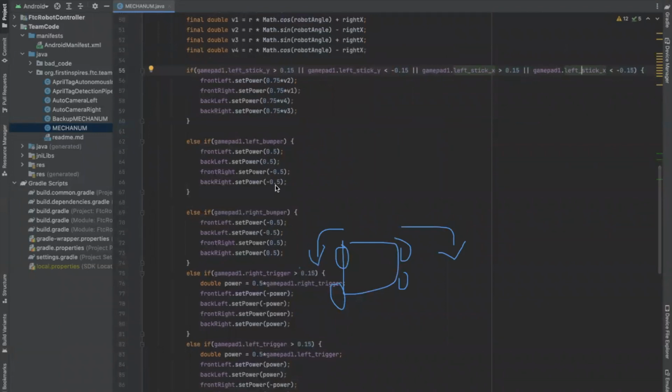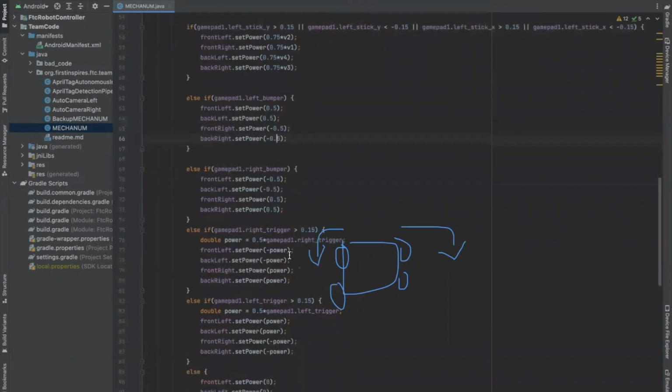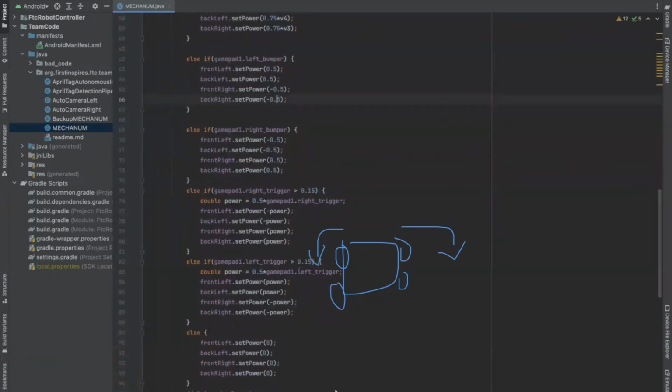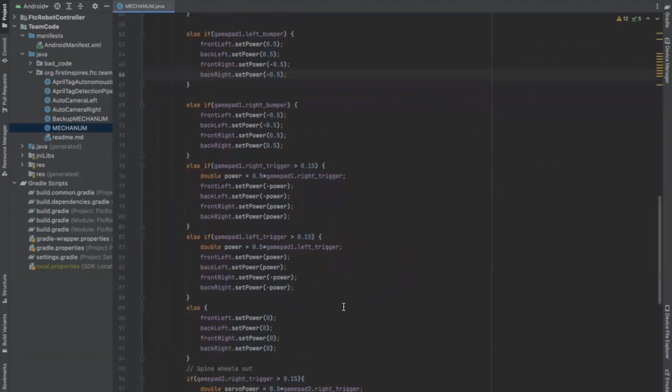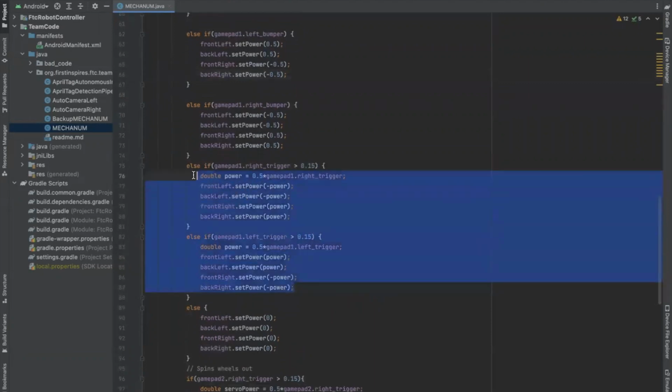You can set these to 1. You can set these to whatever power you want. We just chose to set these at 0.5 power here. You'll notice that it's turning. So one side's going to be set to positive, while the other side's set to negative. See in both these situations. Then you'll notice we have some stuff here.